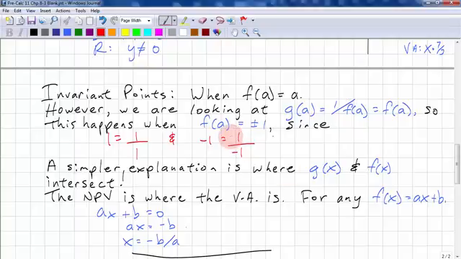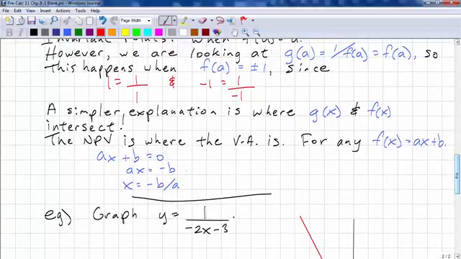And you won't find any other invariant points. We can't plug in 0. And again, if we go something big, this is going to be small. If we go something small here, this is going to be big. So the only points that we're going to solve for are 1 and negative 1. However, there's a simpler explanation. We just want to find out where they intersect. And the NPV is also where the vertical asymptote is.